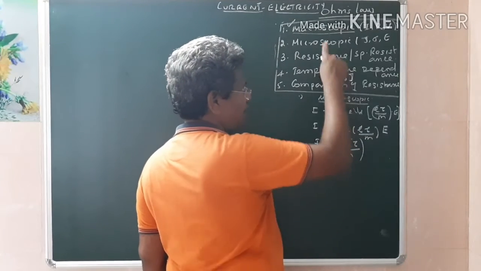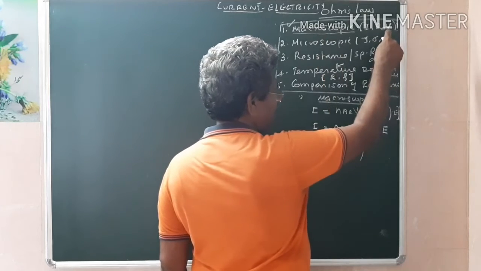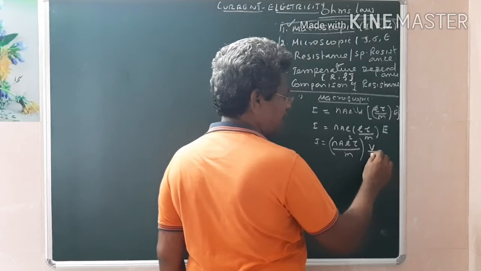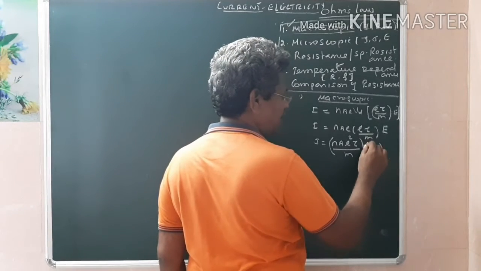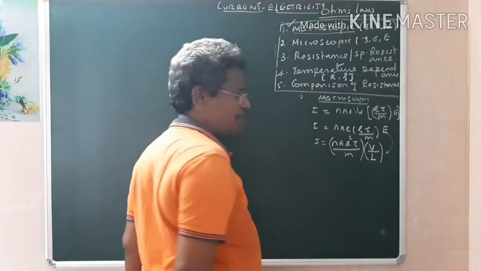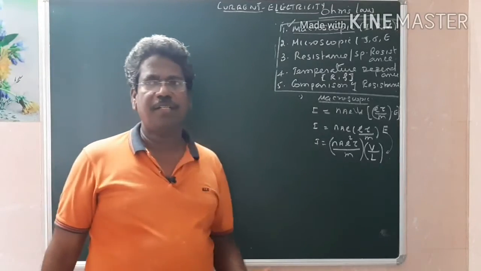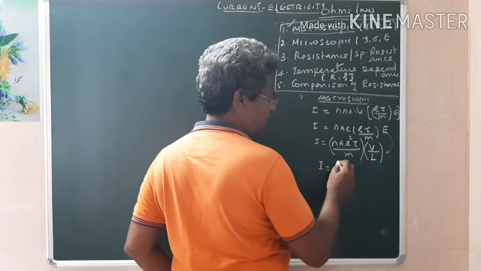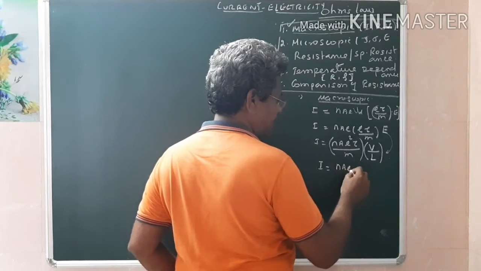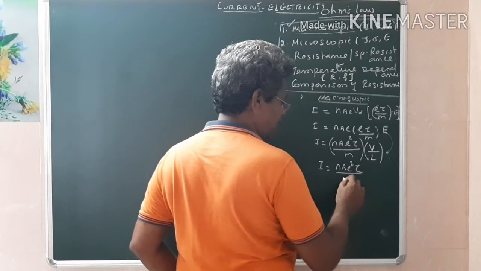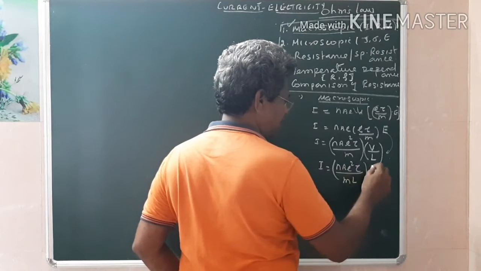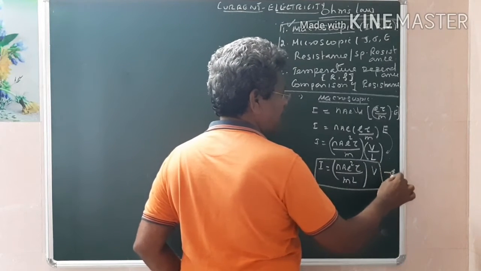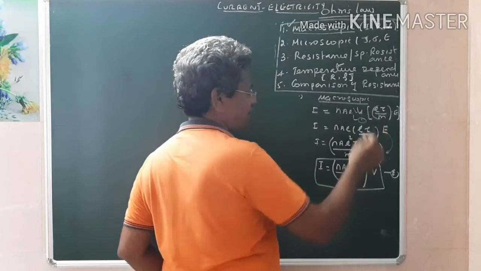One more thing: Ohm's law in the macroscopic form should be expressed in terms of potential. Therefore, I am converting the electric field into potential. Electric field is nothing but the potential difference between the two plates divided by L. This is the expression for E; that is, I have to express E in terms of V. Therefore, I = n A e squared tau by m L, into V. This is almost our required equation. This is equation number 1.